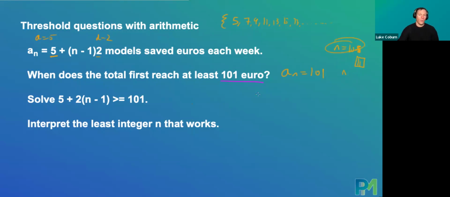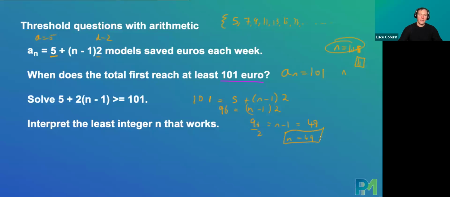Okay, so sometimes, whatever number you get out, you'll have to either round it up or round it down. So we're going to say AN is equal to 101, so that means that 101 is equal to 5 plus N minus 1 times 2. We bring across the 5. So that means that 96 is equal to N minus 1 times 2. 96 over 2 is equal to N minus 1. And then 96 over 2 is 48. So that means that N is equal to 49.